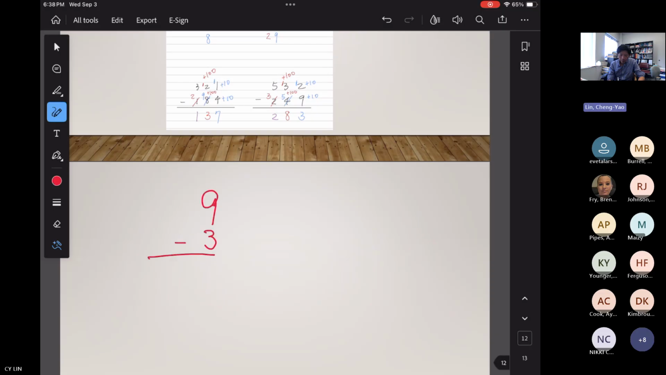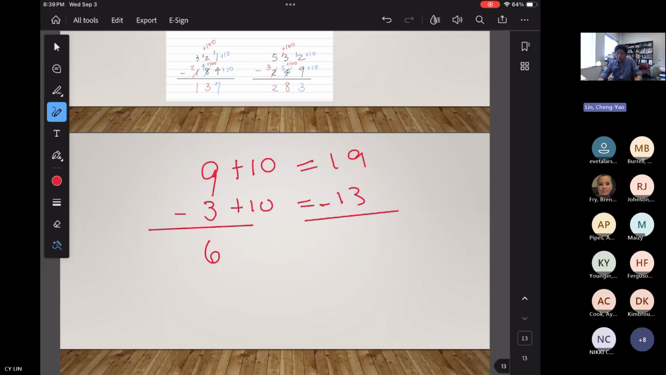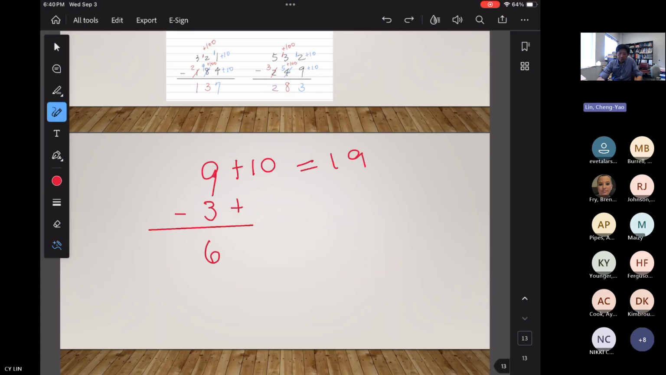Okay, so let me give you background information for the New Zealand method. Let's say 9 minus 3 equals how many? 6, right? 9 minus 3 equals 6. Now the New Zealand method is using a strategy to take care of not enough, okay? So if I add 10 on the top, which is 19, and I add 10 on the bottom, which is 13, and you subtract, what's the answer? 6. Still 6, right? And what does this tell you? That means if you add 10 on top and you add 10 on the bottom, the result is still the same. Does it make sense? Yes.